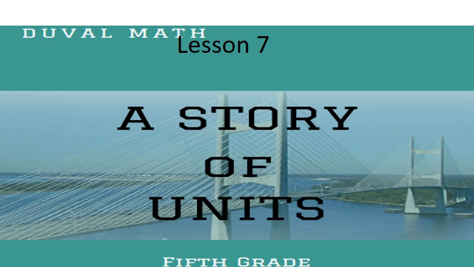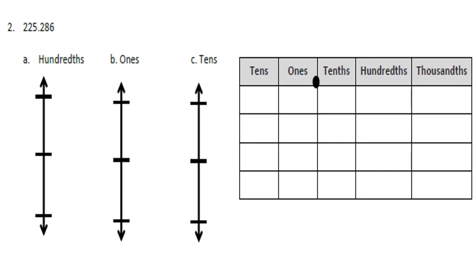Okay, this is module set. In this one here, we were rounding decimals to specific place values. Now, what I showed them in the classroom today was take this number, like this one here, 225 and 286 thousandths. Now the first one says round to the nearest hundredths.